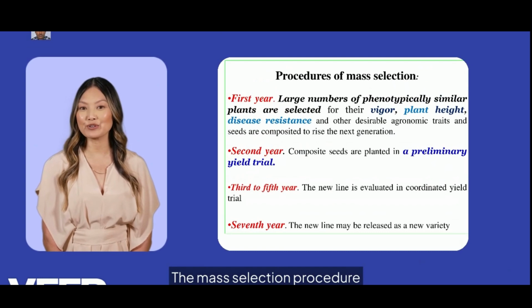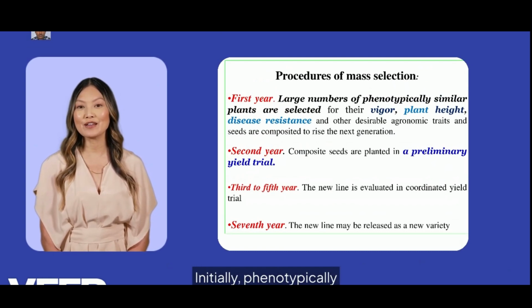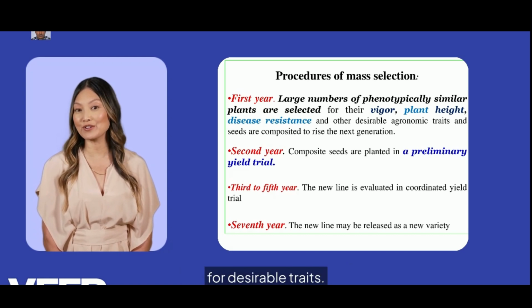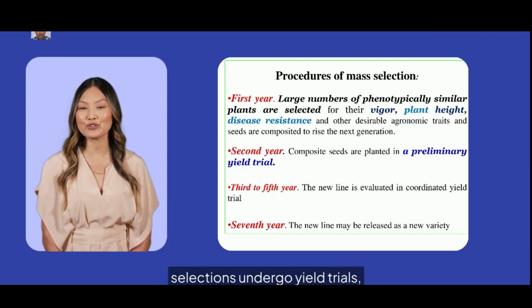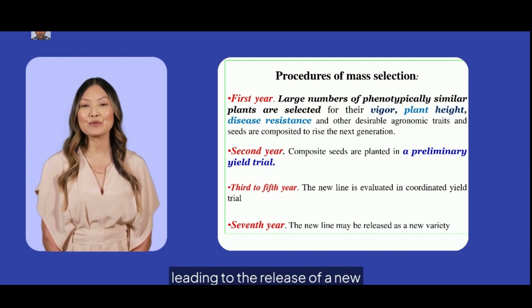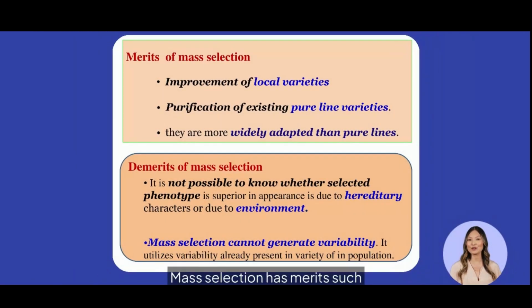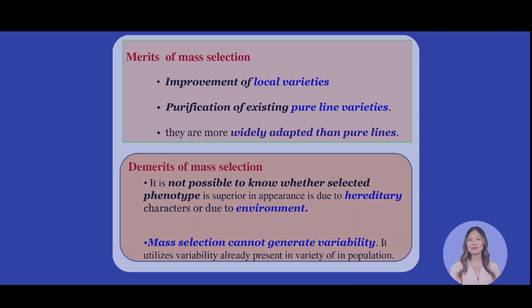The mass selection procedure spans several years. Initially, phenotypically similar plants are selected for desirable traits. Over subsequent years, these selections undergo yield trials, leading to the release of a new variety by the 7th year. Mass selection has merits such as improving local varieties and purifying existing lines. However, it cannot generate new variability and may not distinguish between hereditary and environmental influences on phenotypes.